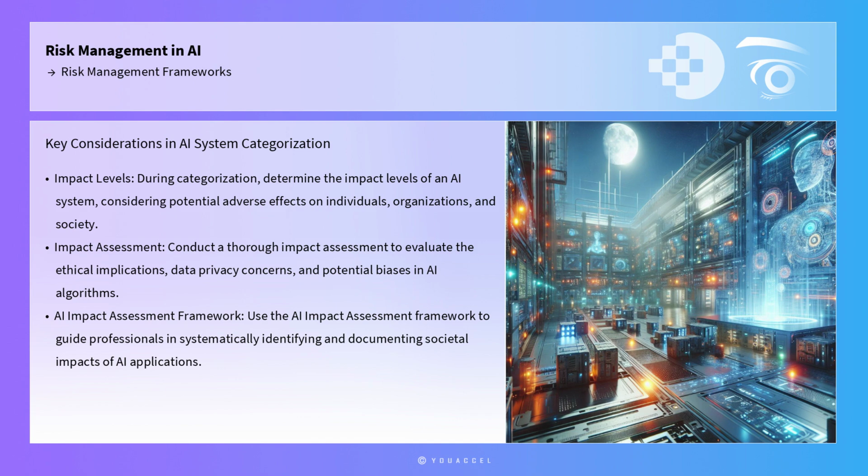For example, during the categorization step, a professional needs to determine the impact levels of an AI system, taking into account the potential adverse effects on individuals, organizations, and society. This can be achieved by conducting a thorough impact assessment, which evaluates the ethical implications, data privacy concerns, and potential biases in AI algorithms. A practical tool for this step is the AI Impact Assessment Framework, which guides professionals in systematically identifying and documenting the societal impacts of AI applications.